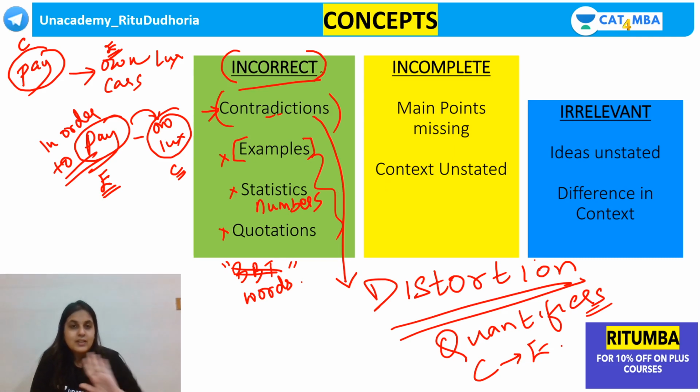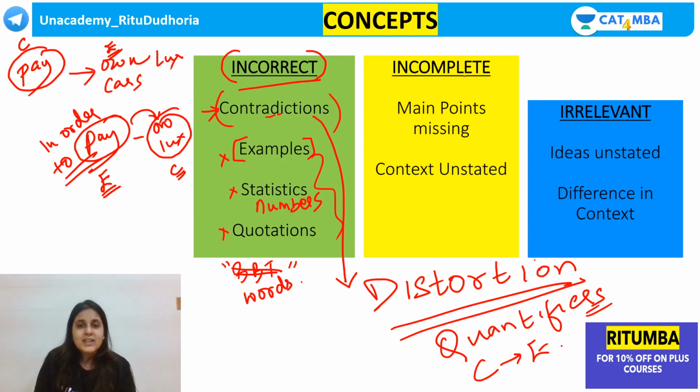What about dates then? Dates are allowed. Dates are not statistics. 1920, 1930, dates are completely allowed. 20th century, 15th century, dates are completely allowed. Dates are not statistics. Statistics are numbers and percentages. So examples, statistics, quotations, avoid them.